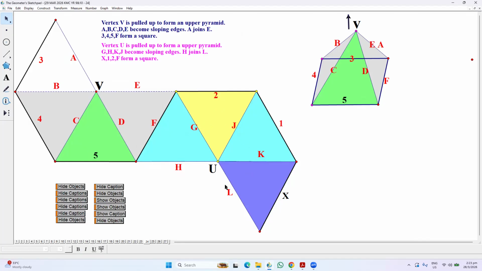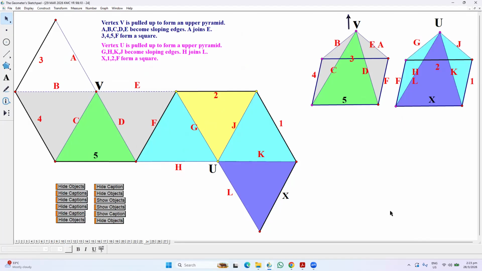Then we can sketch a diagram. So the dark blue triangle, X is the base. See the vertex U, the H and L join. K is the other side with X as the base. We can visualize U is the vertex, therefore X is the base.